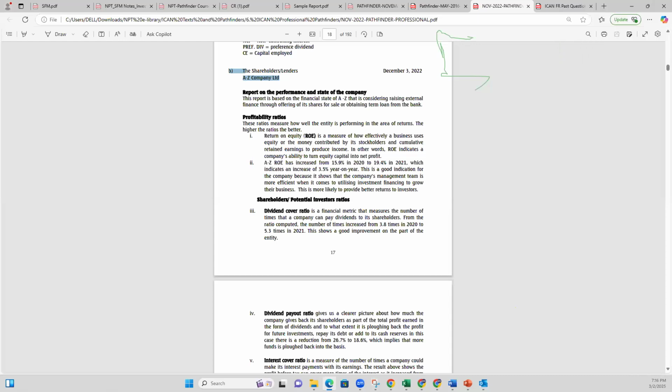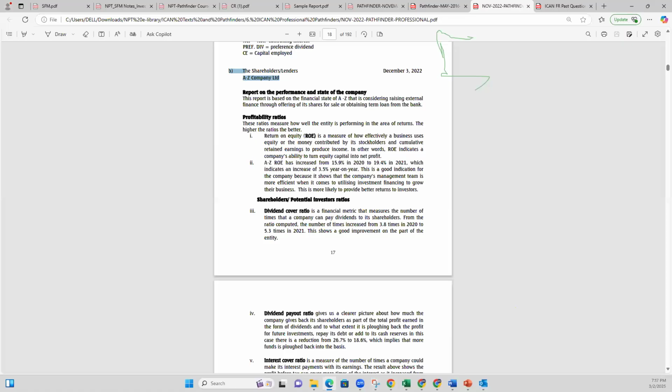This report is based on the financial state of AZ, that is A to Z, that is considering raising external finance through offering of its shares for sale or obtaining a term loan from the bank. Profitability ratios. These ratios measure how well the entity is performing in the area of returns. The higher the ratio, the better. Return on equity, ROE, is a measure of how effectively a business uses equity, or the money contributed by its shareholders and cumulative retained earnings, to produce income. In other words, ROE indicates a company's ability to turn equity capital into net profit.